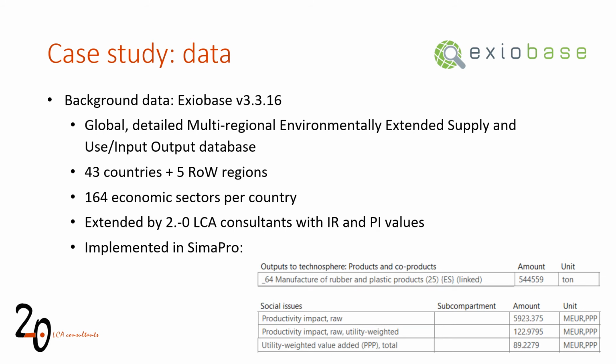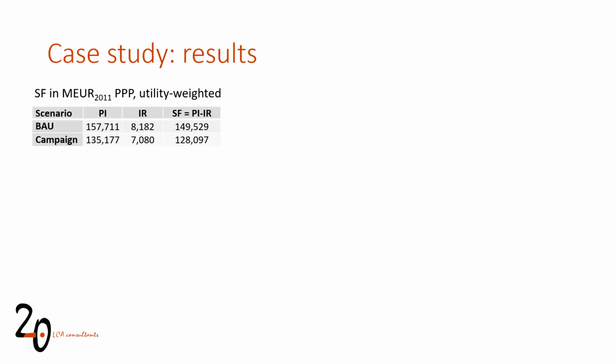All the primary data were linked in the background to the Exiobase version 3.3.16. This is an input-output database with data for 43 countries plus 5 rest of the world regions. Each country has 164 sectors, and we have extended this database by adding income redistribution and productivity impact values in each dataset in the database, as you see here, as implemented in CMA Pro. And with this, we jump to the results.